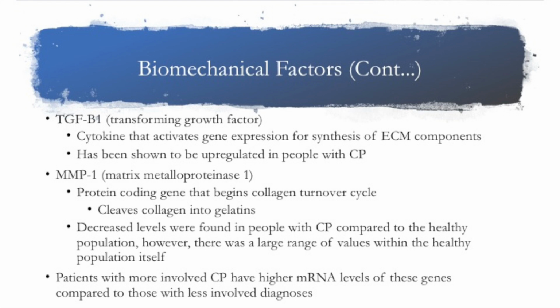This research study also found that patients with more involved CP, such as those with quadriplegia, had higher mRNA levels of these genes than those with diplegia. However, there is more research that needs to be done to substantiate this relationship that these researchers found.